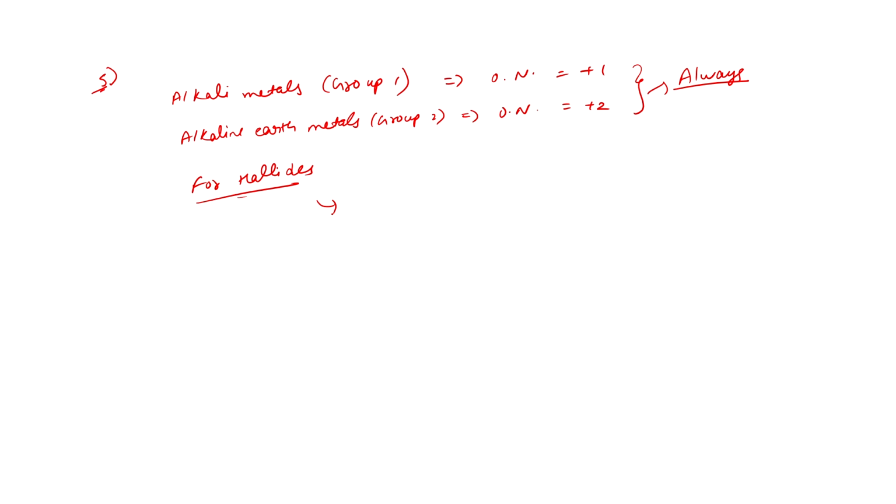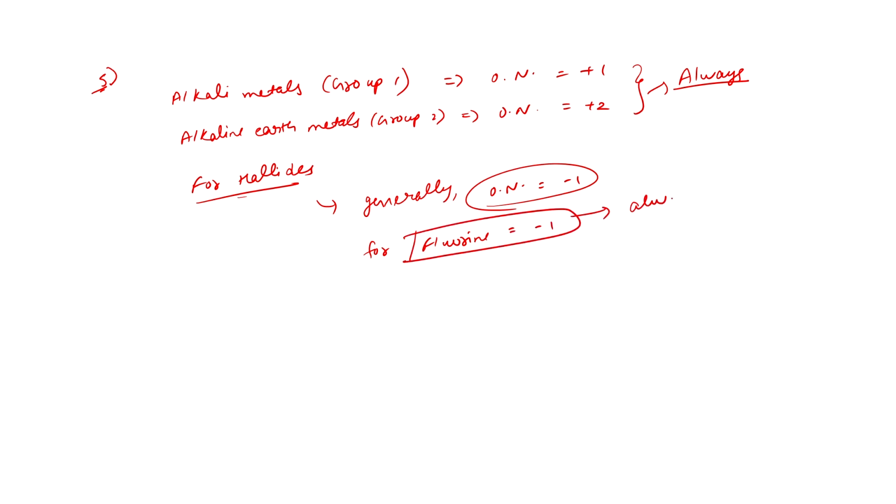Now, for halides, generally the oxidation number is -1. For fluorine, it is always -1. You must be wondering why fluorine always has an oxidation number of -1. It is because fluorine is the most electronegative element.